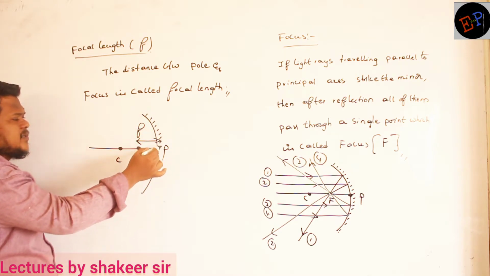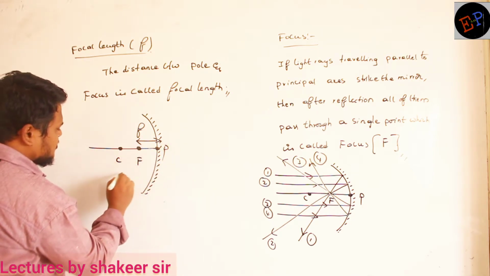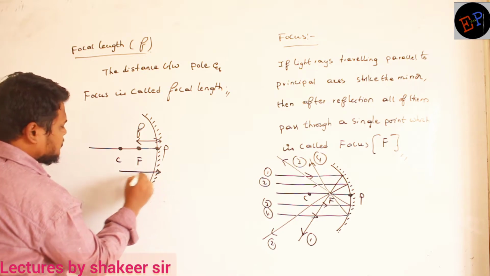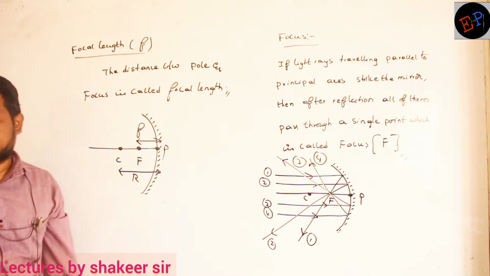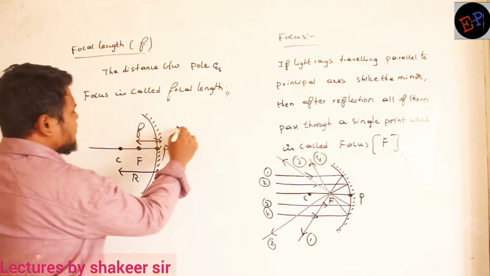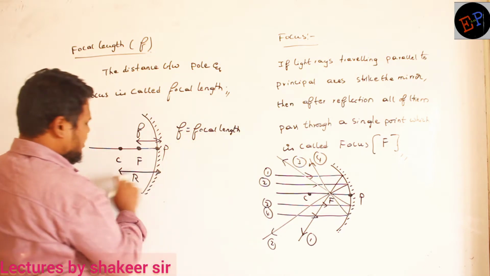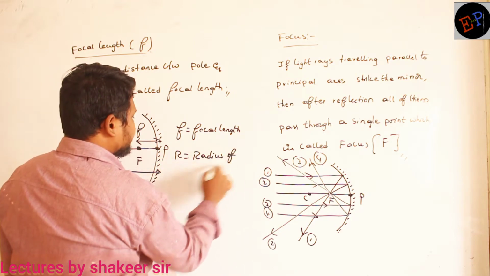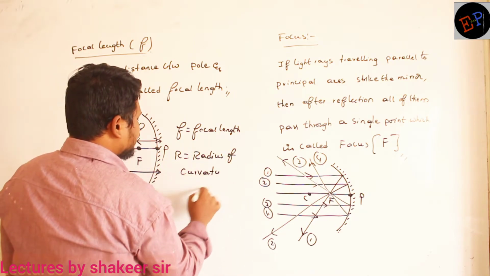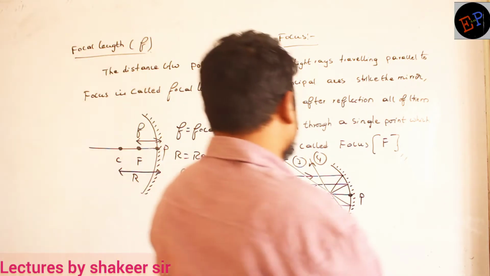This is a concave mirror. Are you able to understand? Then this distance: the distance from the pole of the mirror to the center of curvature is called R, radius of curvature. Small f is called focal length. Capital R is called radius of curvature. Then we write one more relation.